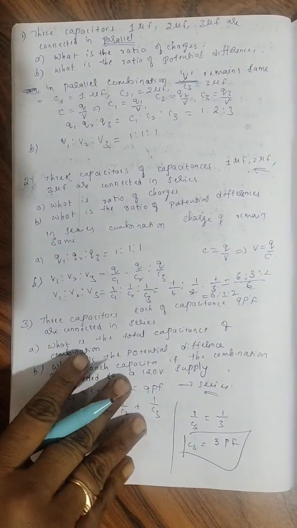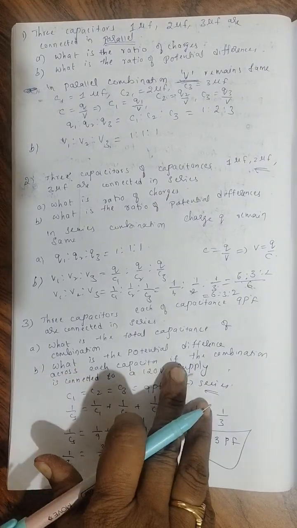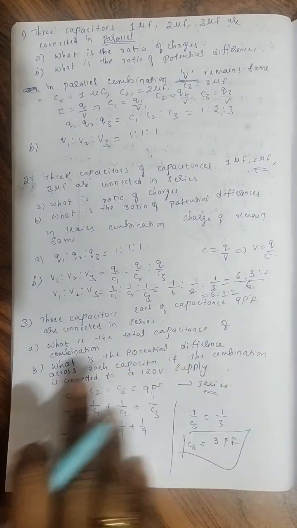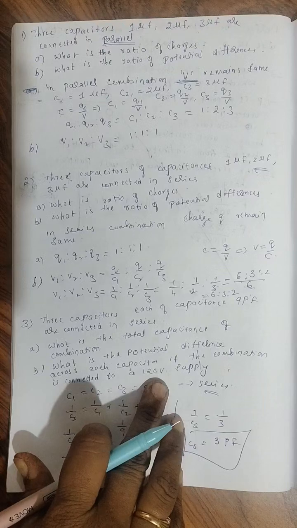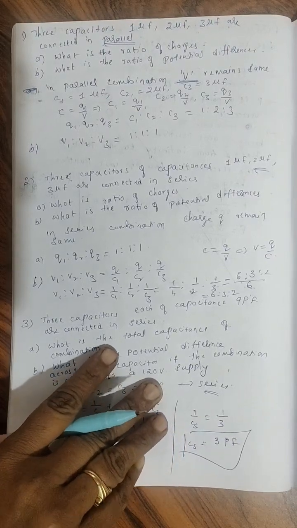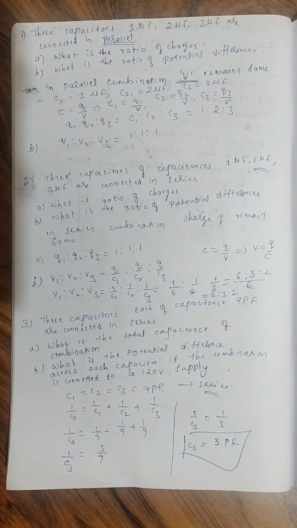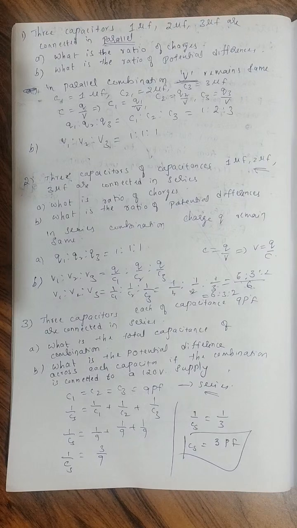Now next, what he asked: what is the potential difference across each capacitor if the combination is connected to a 120 volt battery? Now he is asking to find the potential difference, that is V1, V2, V3.